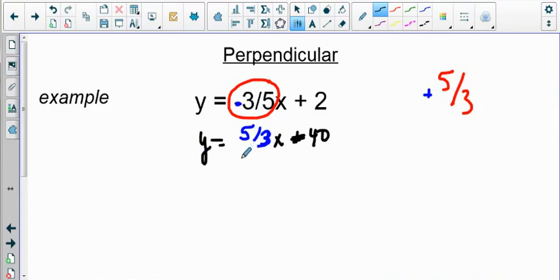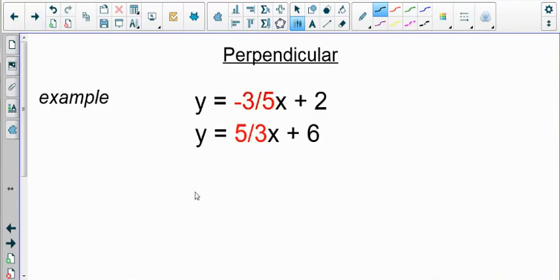And there's the bell. So there you go. As you can see, I flipped them upside down from each other and changed the sign. That was it. And then these two just, they can be the same or different. It doesn't matter. They can both cross at the y-axis. That's only on perpendicular.